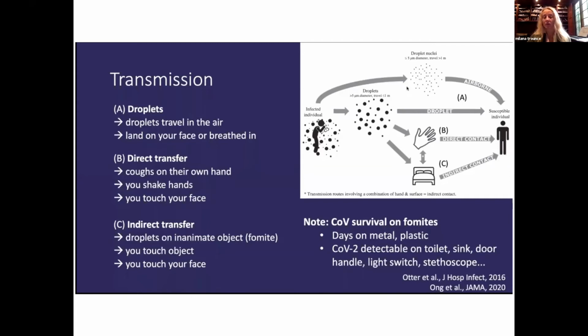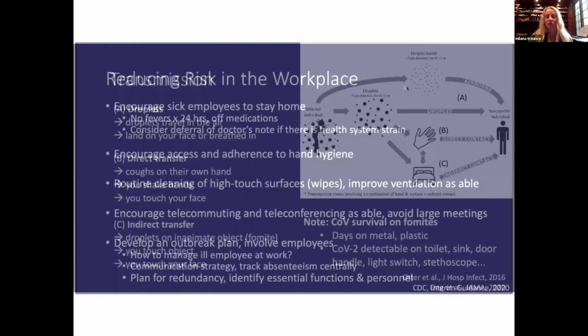Note that COVID can survive on fomites for varying lengths of time. For example, it survives on cardboard for only up to 24 hours, but on metal and plastic surfaces up to several days. Copper, 4 to 8 hours. Air, a few hours. How do you reduce the risk in the workplace?